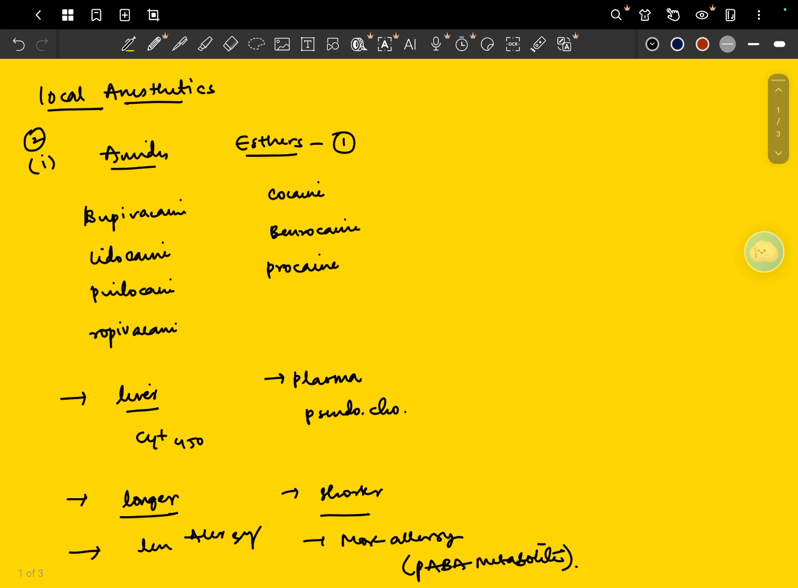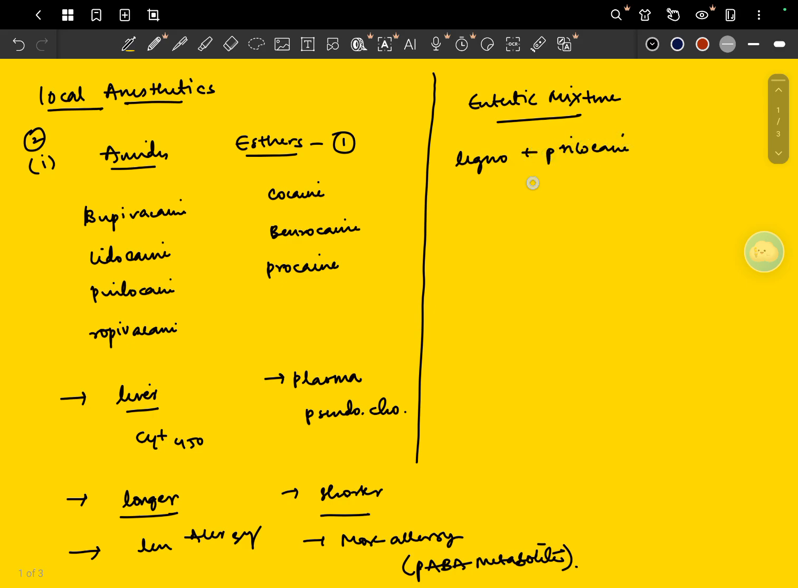And coming to the next part, that is eutectic mixture. So basically eutectic mixture is a mixture of lignocaine plus prilocaine. So 25 grams, or 2.5% concentration, is present.